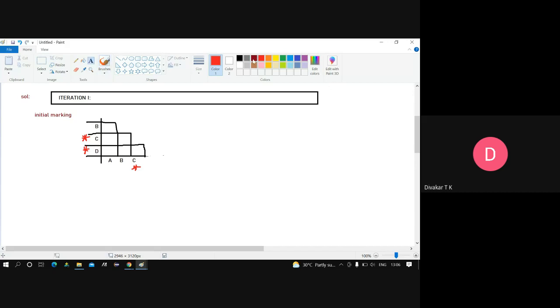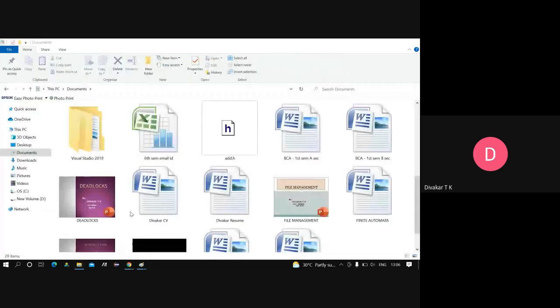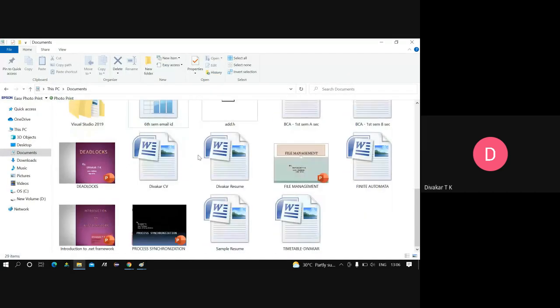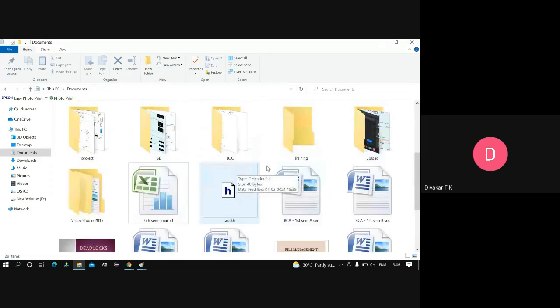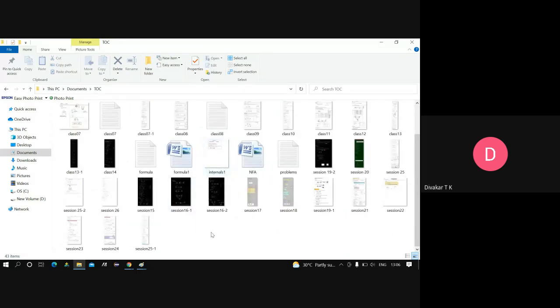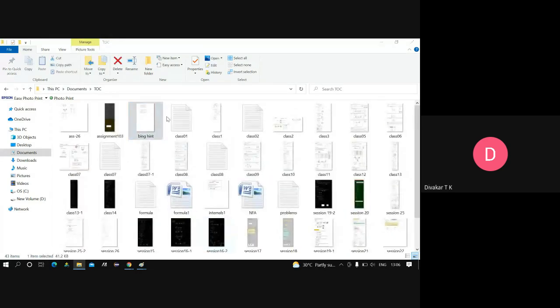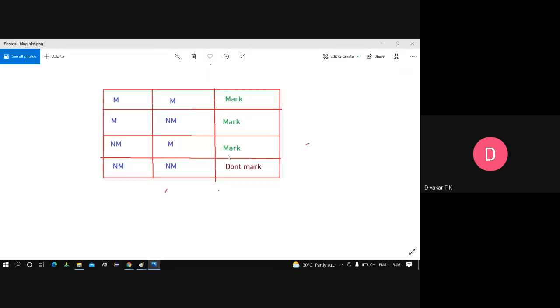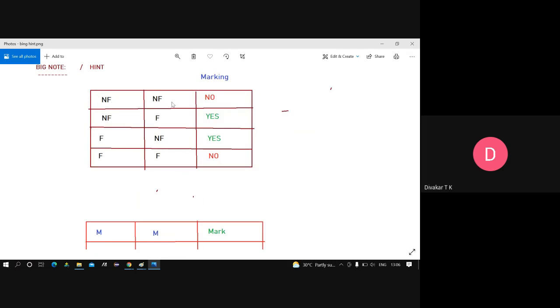Once you mark that part, you have to follow the marking system. I have given a beautiful table in a previous session. Let me open that. You see, I have given a big table here. In the table, the initial marking and subsequent marking are given. If both are final states, no marking. If both are non-final states, we should not mark. If any one is a final state and the other is a non-final state, we are supposed to mark it. Mark meaning cross mark.